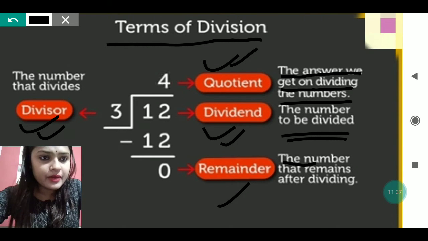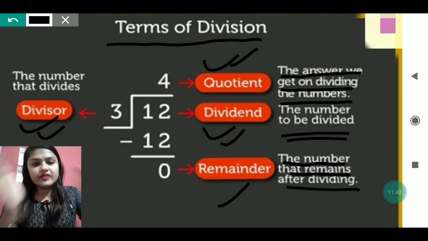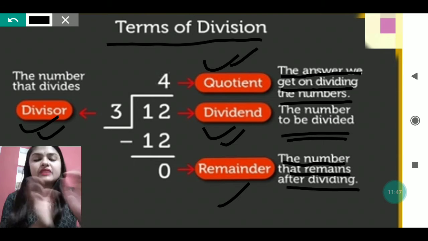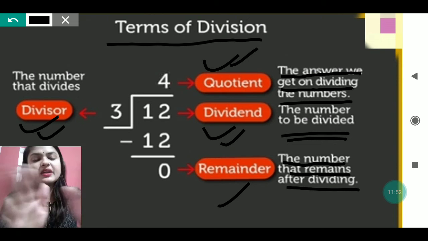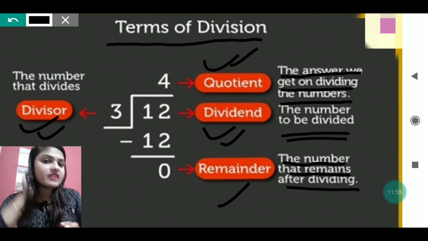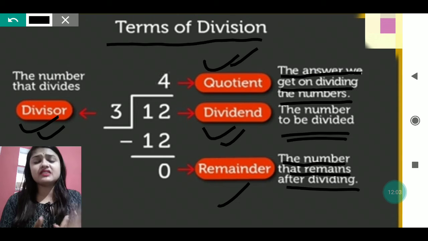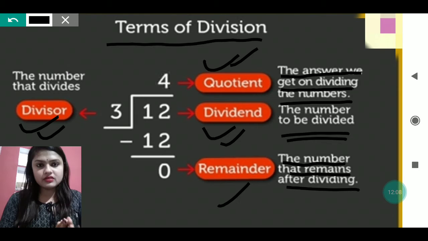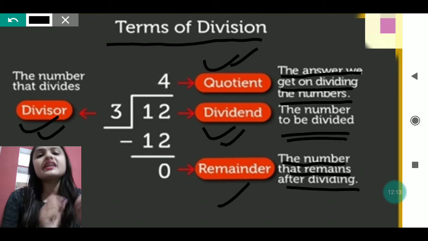The remainder is the number which remains after dividing. When we are dividing any number, it may be possible that something is left. Like here nothing is left, it was completely divisible. Like 12 divided by 3, we get 4 as the quotient. But sometimes some number is left, and we cannot divide that number with the divisor. In that case, that number is considered the remainder.